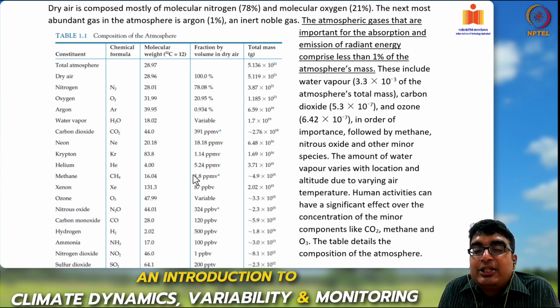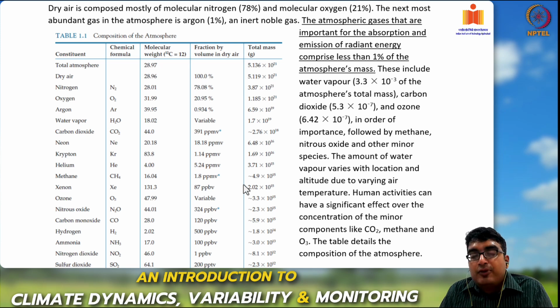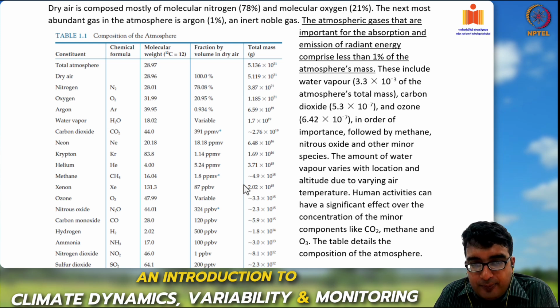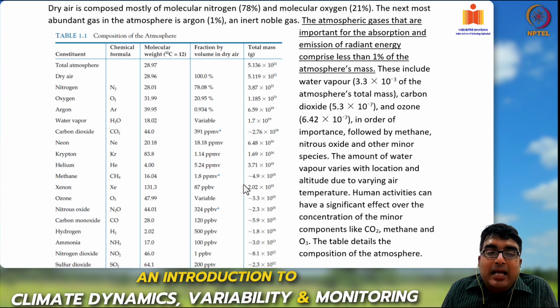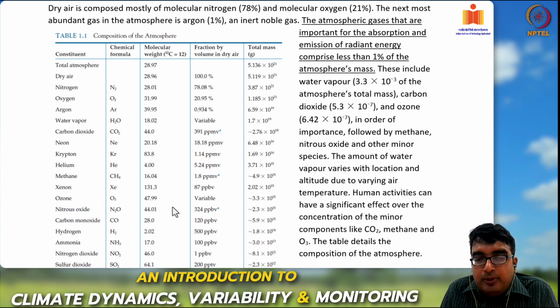Methane is the next most important greenhouse gas contributing to global warming after carbon dioxide. Then after methane, we have another inert gas like xenon. Then we have ozone, which on a mass basis is approximately 3.3 times 10 to the power minus 15, so close to what methane is.